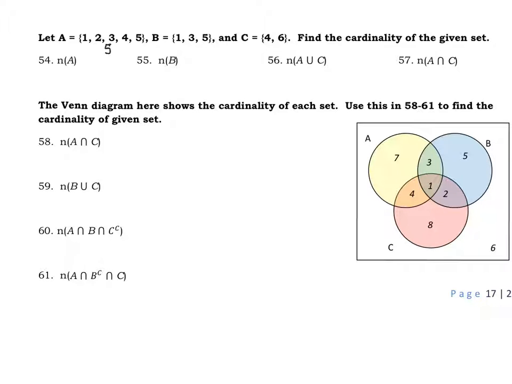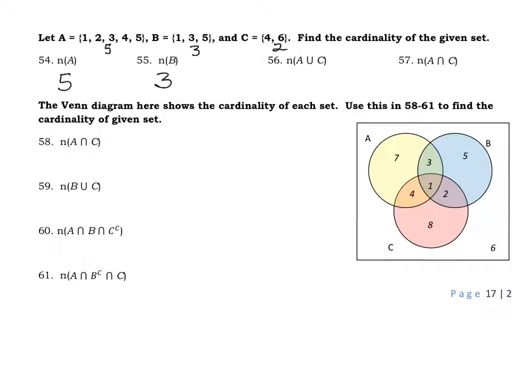Set B has 3 elements. And set C has 2 elements. So I'm going to use all of that to answer these questions. So when they have N, and then in parentheses A, they're saying how many elements are in set A. Well, that's easy enough to answer, so that's 5. How many elements in set B? That's 3.